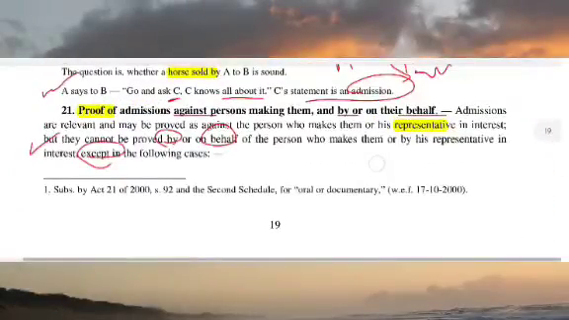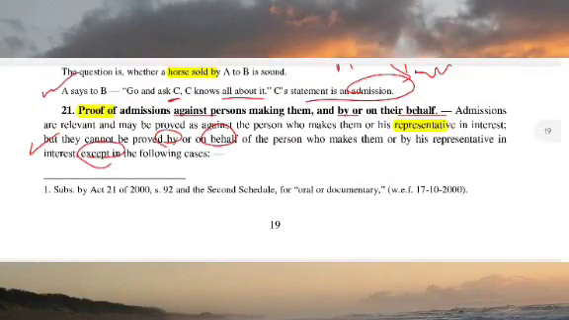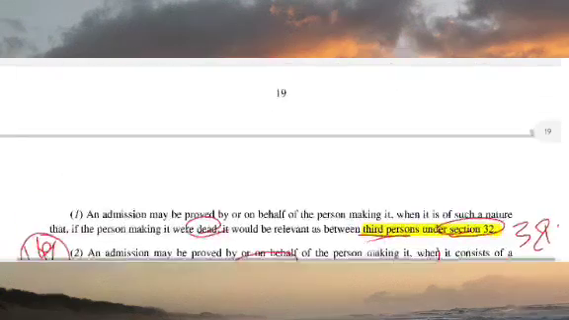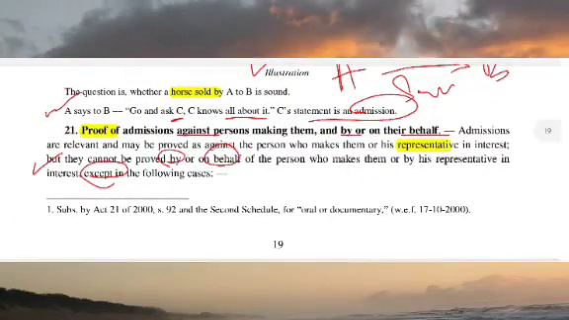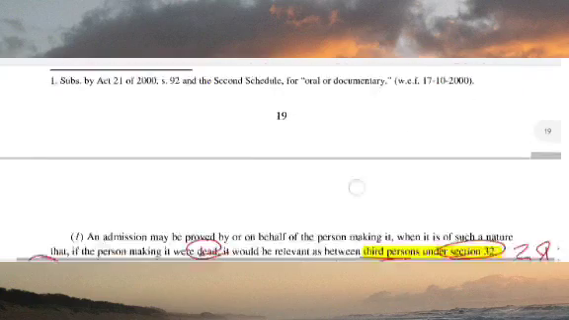So what is the heading? Proof of admission against person making them, and by or on their behalf. Against the person making them, and by or on their behalf. Quite complicated.